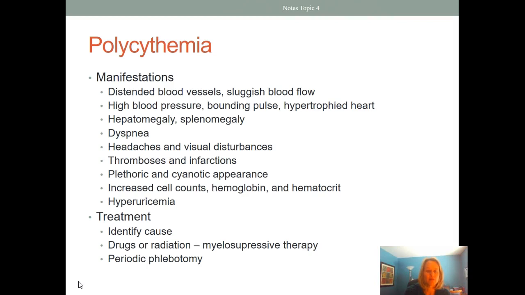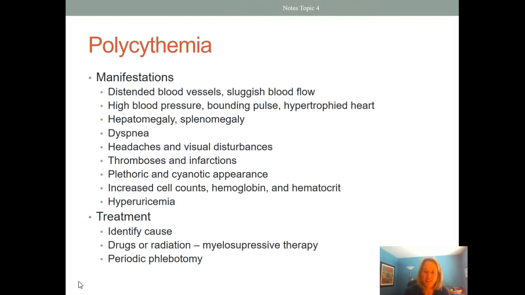Swollen liver, swollen spleen, shortness of breath, headaches and visual disturbances, increased amount of thromboses or blood clots and infarctions, a plethoric and cyanotic appearance. So part of the reason for the cyanosis, and that's the bluish discoloring of the skin and mucous membranes, is because we have so many red blood cells that we're going to have more hemoglobin that is not bound to oxygen.